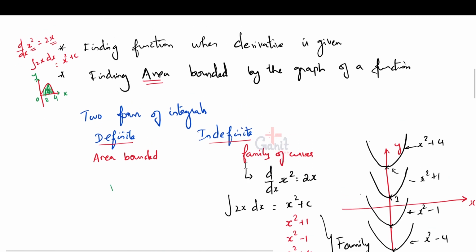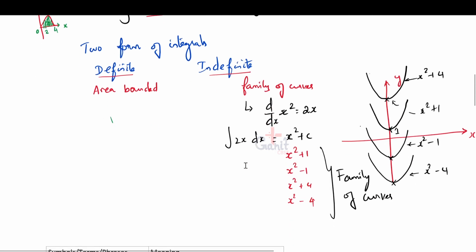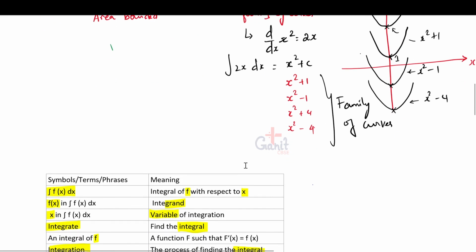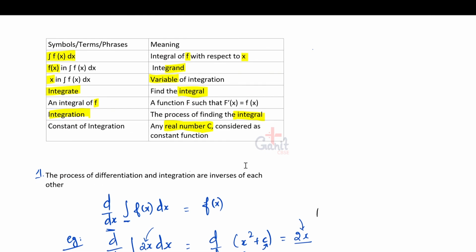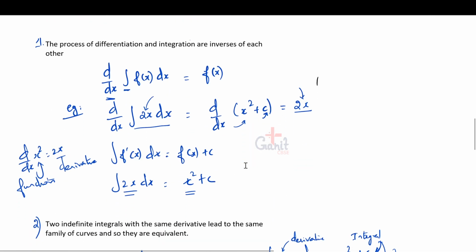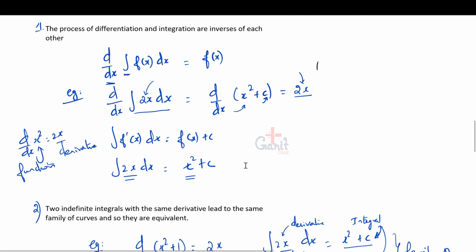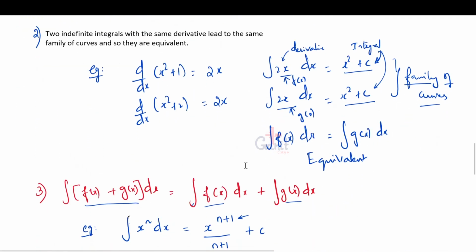And we have seen the types of integral calculus: finding function with derivatives given, finding area bounded by the graph of the function. So two forms: definite integrals and indefinite integrals. Definite integrals, there will be conditions or limits. So with that we can find area. Indefinite integrals, there are no conditions. So you will end up with the family of curves. So we have seen the basics of integration and we have seen 5 properties.